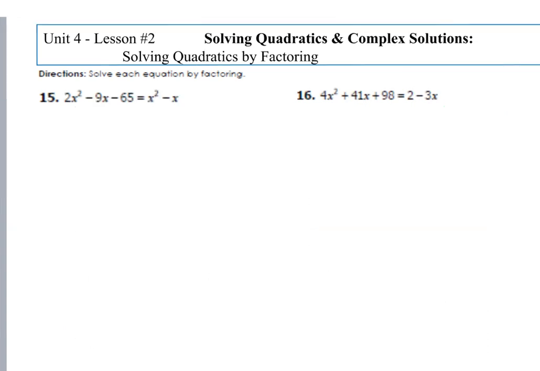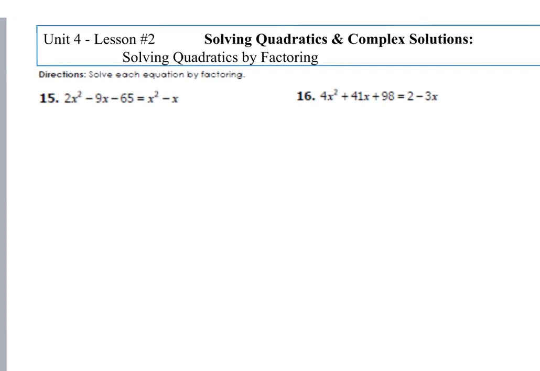Okay, for number 15, we have 2x squared minus 9x minus 65 is equal to x squared minus x. So here's my equal sign. We don't have 0 here on the right, so we need to move everything so that we have 0 things left. We're going to subtract x squared from both sides, and then we're also going to add the x. We use opposite operations to move to the opposite side of the equal sign.